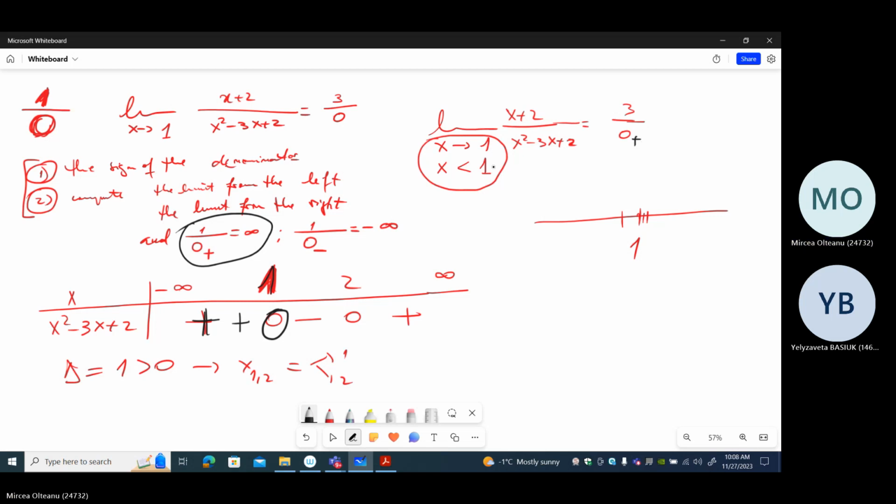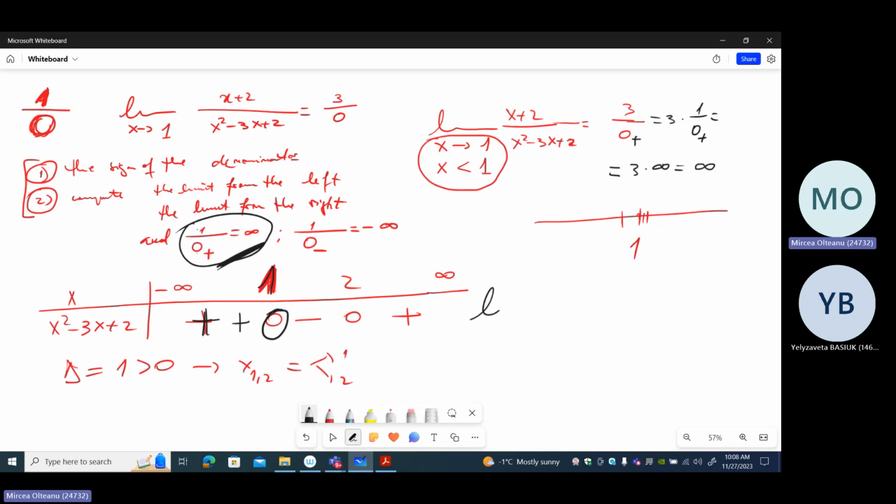And now we have this 1 over 0 plus, it's infinite. So you can think like this: it is 3 times 1 over 0 plus. 1 over 0 plus, according to this formal operation, it's plus infinite. So it's 3 times infinite. And now this is infinite according to another formal operation. So the limit from the left is infinite.